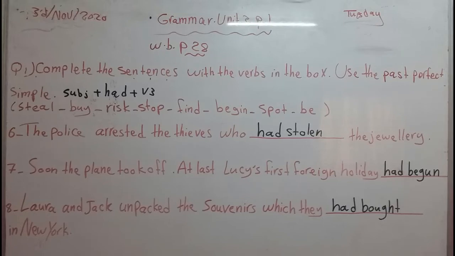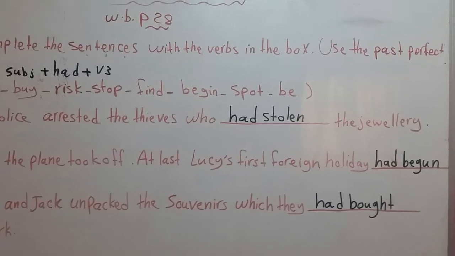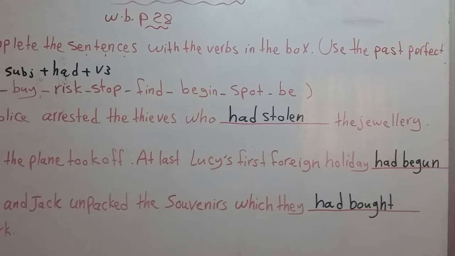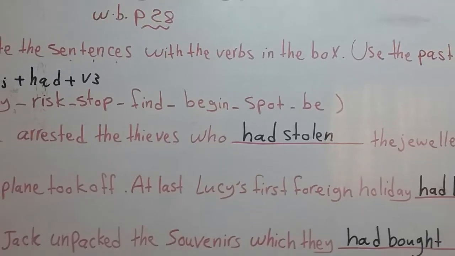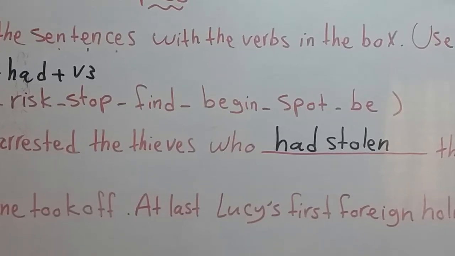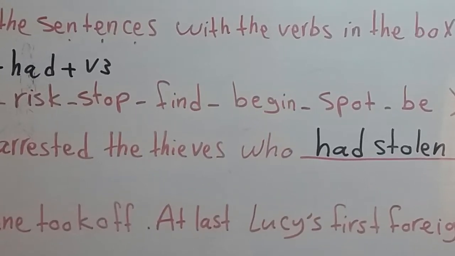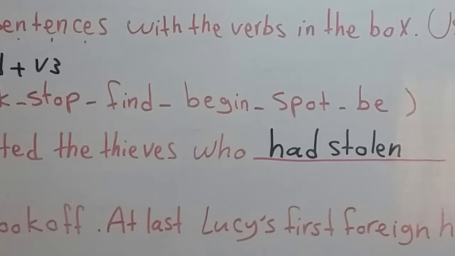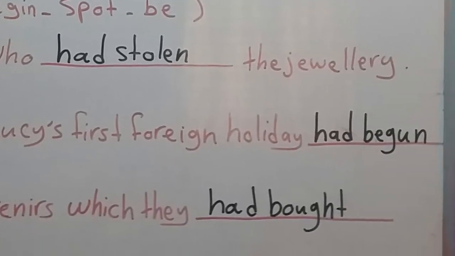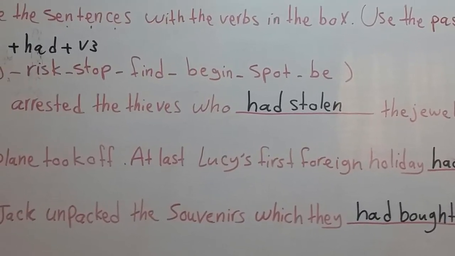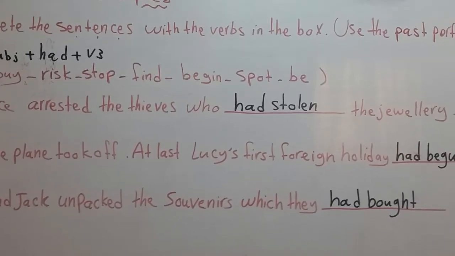Number seven. Soon the plane took off. At last, Lucy's first foreign holiday gap. The appropriate verb here is begin. إنه لما انطلقت الطيارة عطلة لوسي في الدولة الأجنبية بدأت فحكينا هون إيش. So the appropriate verb here is begin, the verb 3 of begin is begun, وضيف had begun. كأنه her holiday had begun before the plane took off, زي كأنه العطلة تبعتها بلشت قبل ما تطلق الطيارة بشوي.